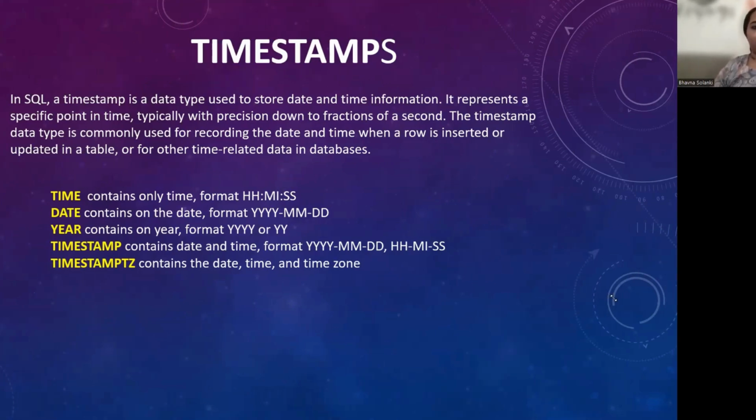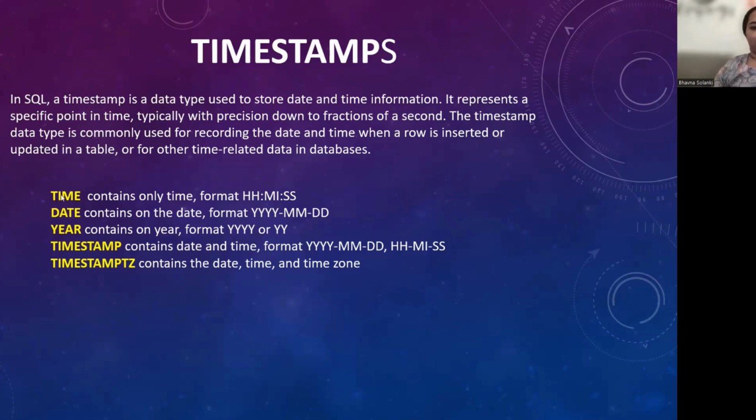What is a timestamp? In SQL, a timestamp is a data type used to store date and time information. It represents a specific point in time, typically with precision down to fractions of a second. The timestamp data type is commonly used for recording the date and time when a row is inserted or updated in a table, or for other time-related data in databases.